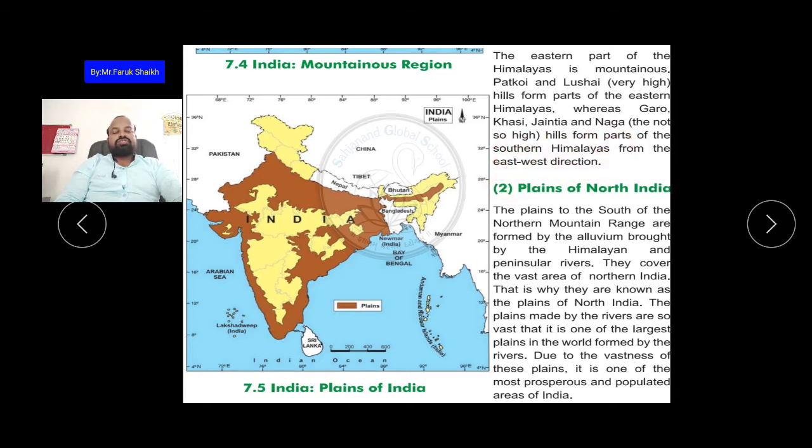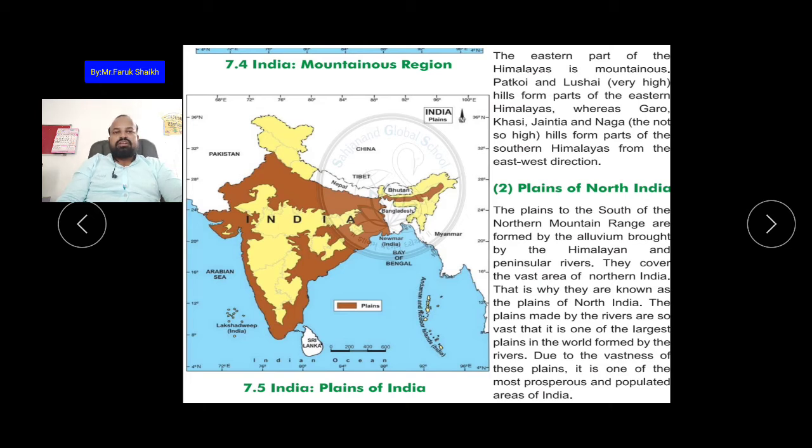This is in the east, that Patkoi and Lusai, they are the very high hills from the part of the eastern Himalaya. And Garo, Khasi and Jaintia, these are all peaks, but they are not so high. They are hills from the parts of the southern Himalayas from the east-west direction.